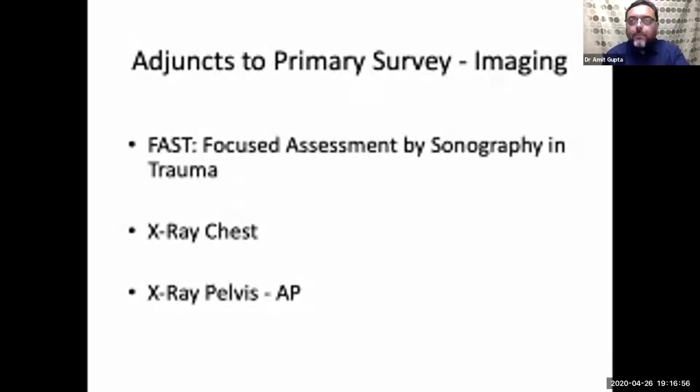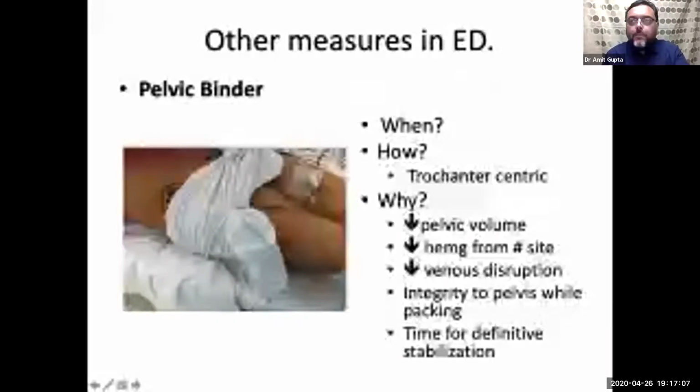So the last thing which you need to do in the ED for an unstable pelvic fracture is apply some sort of hemostatic measure, which is a pelvic binder. A pelvic binder should be applied as soon as possible. We all know how to do it. It should be at the level of the trochanter, so the trochanter should be made central. This reduces the pelvic volume and also decreases the hemorrhage sites by stabilizing the pelvis.